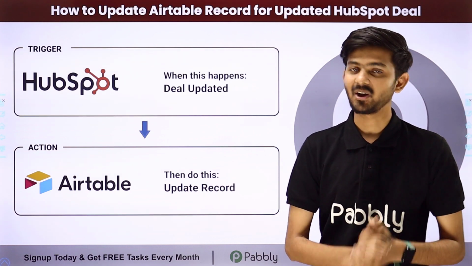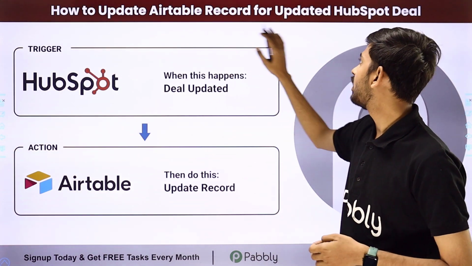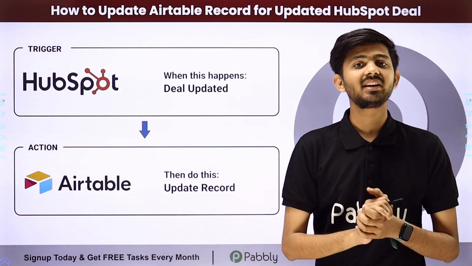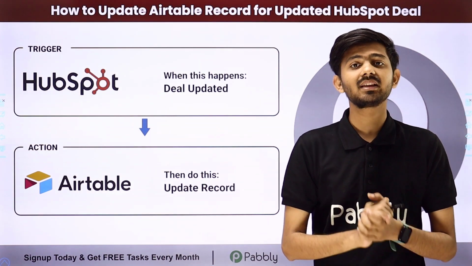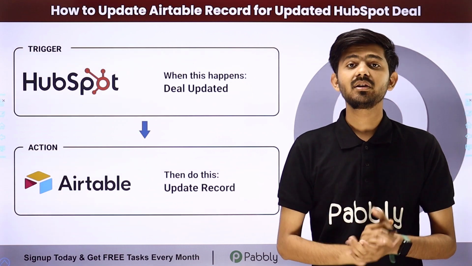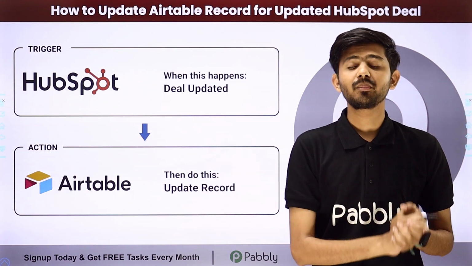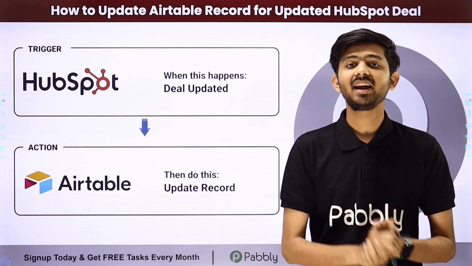Hello everyone, today our topic is how to update Airtable record for updated HubSpot deal. Here my objective is that I have created a record of all my HubSpot deals in my Airtable account. What I want is that whenever a deal gets updated in my HubSpot account, then automatically I want to update these values in my Airtable record.